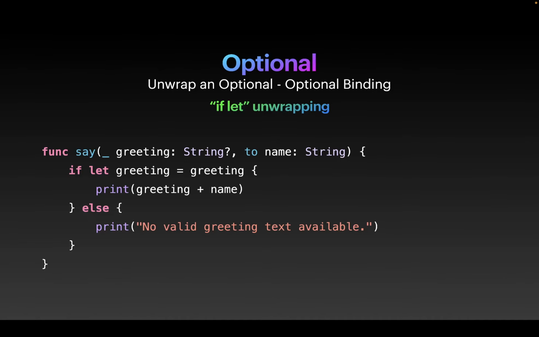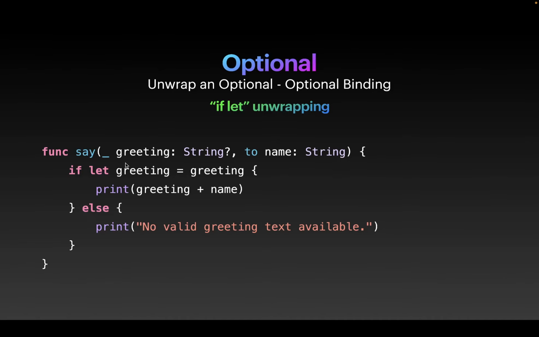The else branch here means if the greeting, the argument passed into this function, is nil, which means it's Optional.none, you're going to fall back to this else statement. If it contains some valid data, you're going to grab the data out and assign the data to this greeting. Any question? No. All right, good.